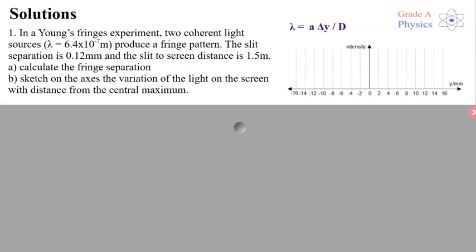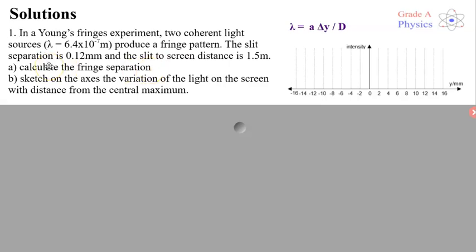Okay, so question 1. It's a Young's fringes experiment, so we're just looking at a double slit rather than a diffraction grating. We would assume that the light sources are coherent, but it does tell us that, so that's useful. It's given us the wavelength already: lambda is 6.4 × 10^-7 meters, and it produces a fringe pattern, which is what we'd expect. We're told the slit separation, 0.12 millimeters, so watch out for the millimeters. We'd have to convert that into meters. And the distance between the slit and the screen is 1.5 meters.